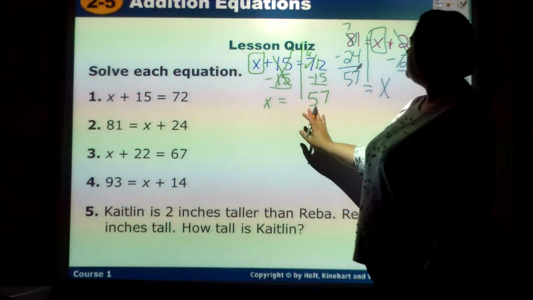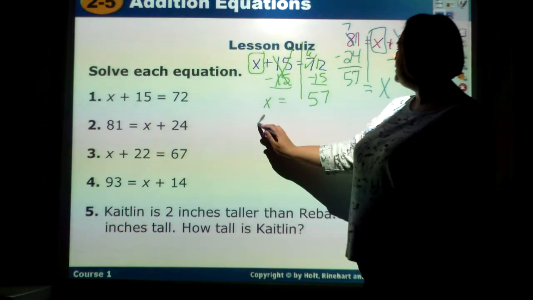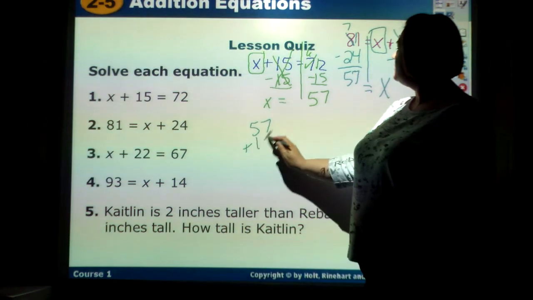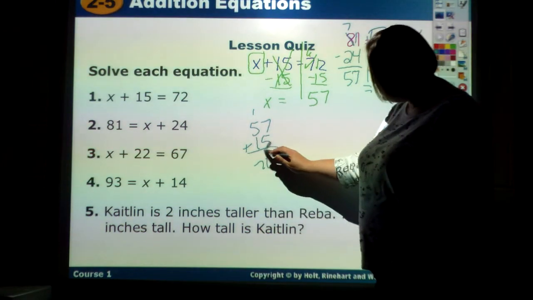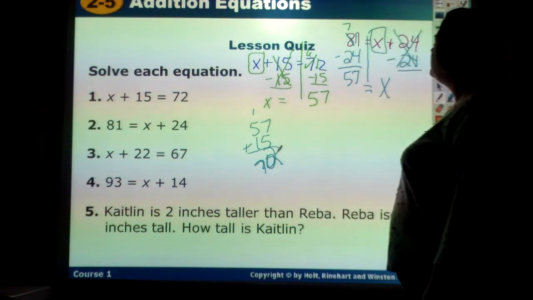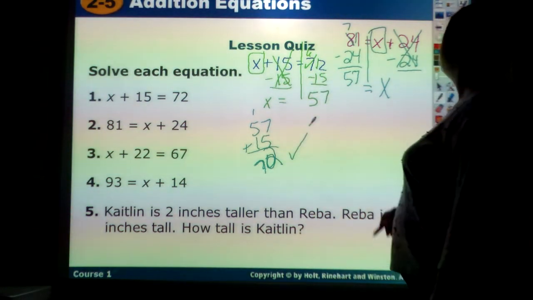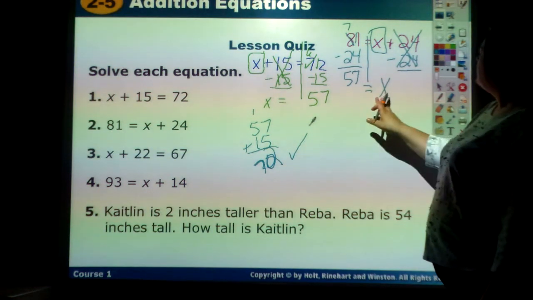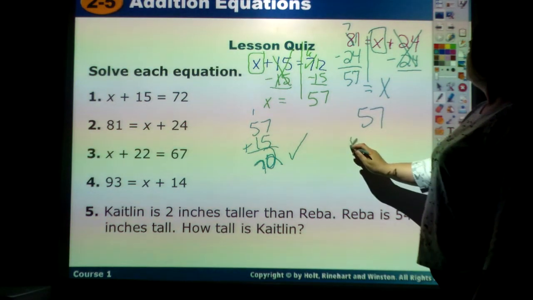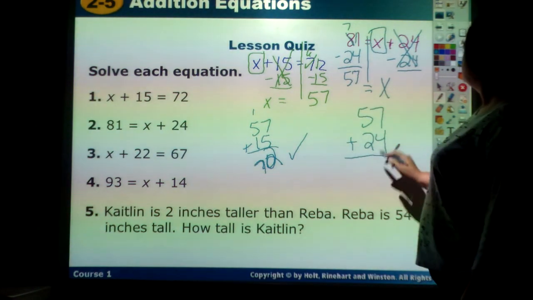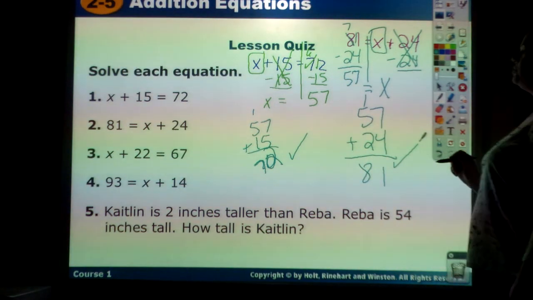To check my answers on these, I can put this 57 in the place of x and add it. So 57 plus 15 is 72. Sometimes this pen doesn't work real good. 72 is equal to 72, so that's correct. On this one, I can plug in 57 in the place of x. So 57 plus 24 is 81, which is what we had over here, so that one's correct.